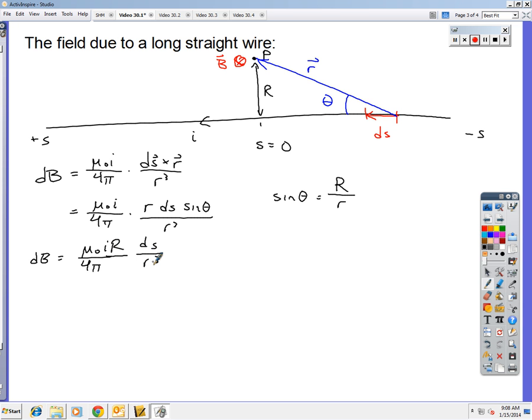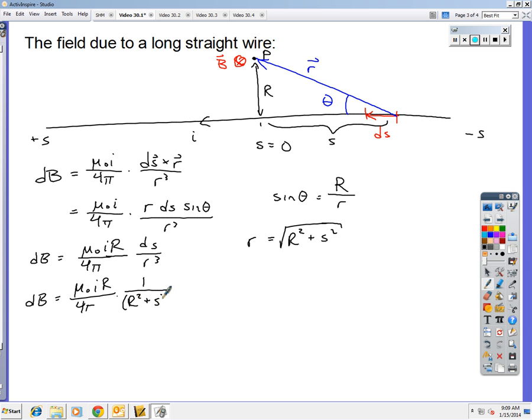But what we're going to want to do is integrate over the length of the wire. So our variable of integration has to be s. And this little r does depend on s, so we've got to get rid of that. Little r equals the square root of big R squared plus s squared. So s is that value. And that means dB equals mu naught IR over 4 pi times 1 over R squared plus s squared, all to the 3/2 power.